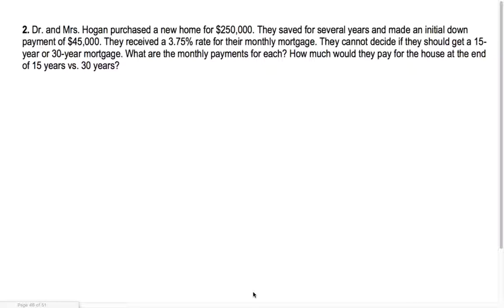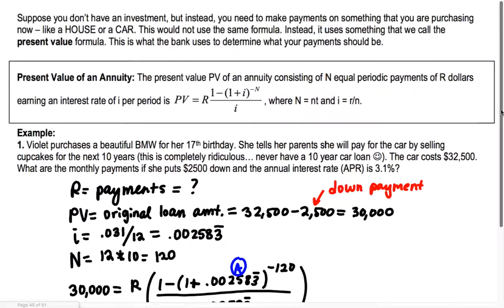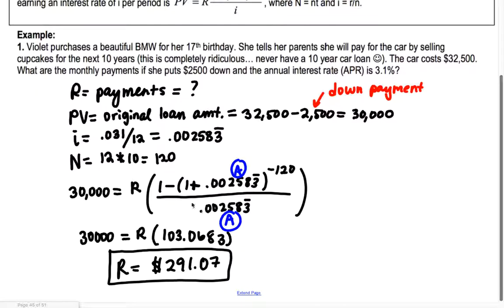So number 2. Dr. and Mrs. Hogan purchased a new home for $250,000. I didn't ask for this, but this is always a good thing to figure out. If you're paying $291 a month, and she's paying for that for 10 years, 12 times a year, how many payments is she making on that? For 10 years, 120. So take that number and multiply by 120.